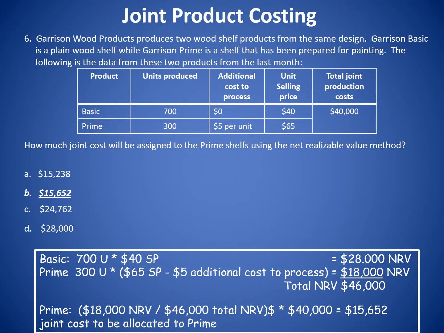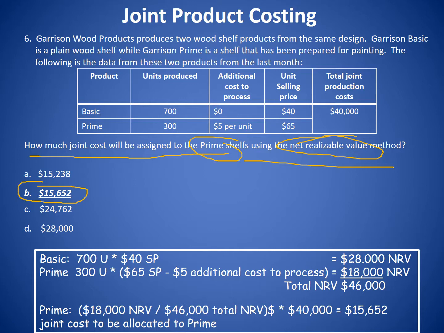Okay, number 6, how much joint cost will be assigned to the prime shelves using the net realizable value method? And the answer in this case is B, $15,652. And here's how we do the computation. In Basic, in terms of calculating net realizable value, we take the 700 units times the selling price of $40 per unit, and you'll notice there's no additional process to cost this. So the net realizable value for the Basic is $28,000.